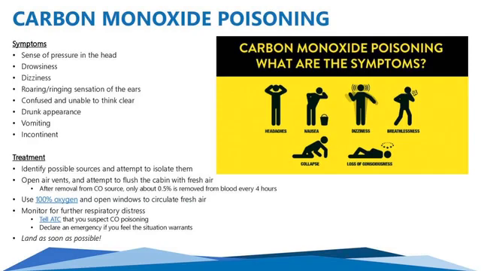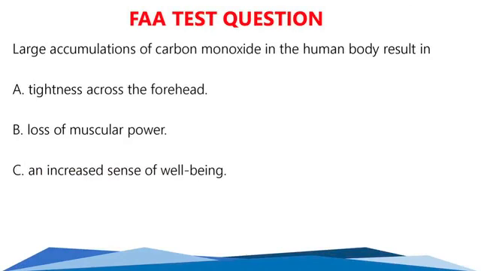Okay. All right. With that, let's go ahead and look at another FAA test question here. Large accumulations of carbon monoxide in the human body result in what? Is it A, tightness across the forehead, B, loss of muscular power, or C, an increased sense of well-being?